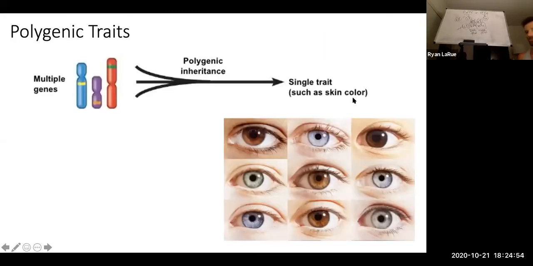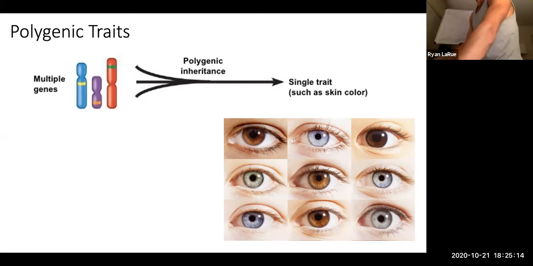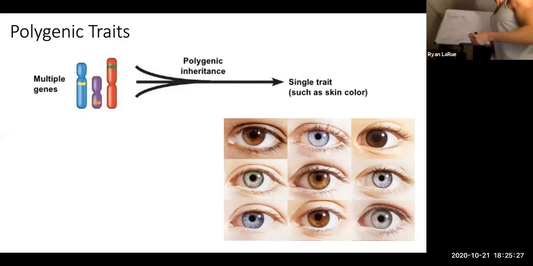Okay, let's talk about what a polygenic trait is. Just the definition. Take a look at that slide. Okay, so polygenic trait. If something is polygenic, it means more than one gene. So multiple genes, okay? A polygenic trait is a single trait, such as skin color, height, eye color, actually, these are polygenic traits that are determined by more than one gene.